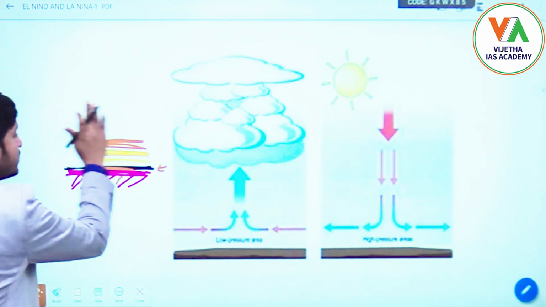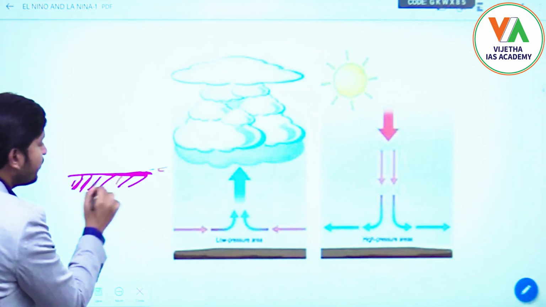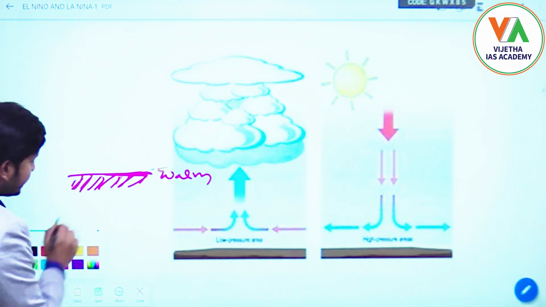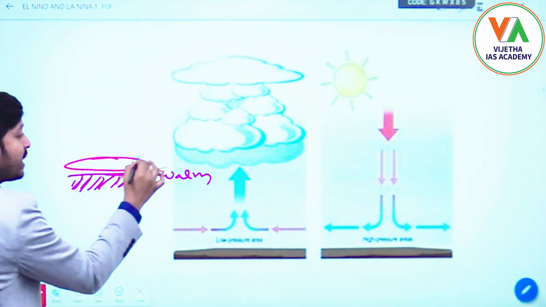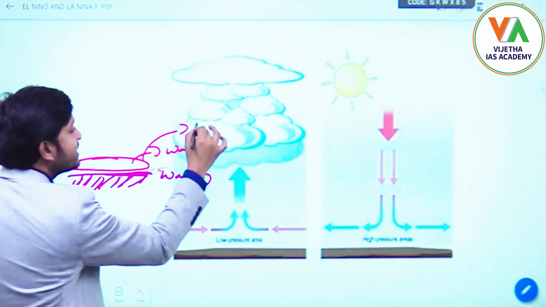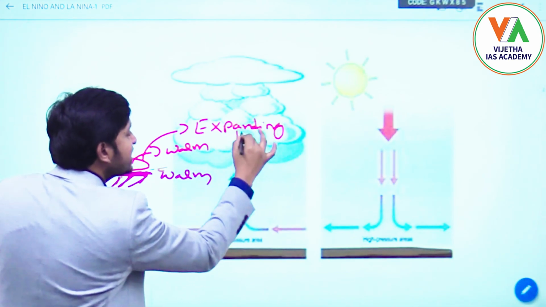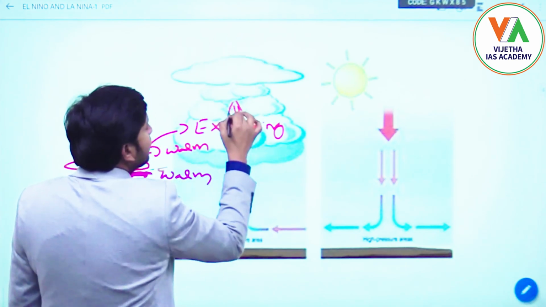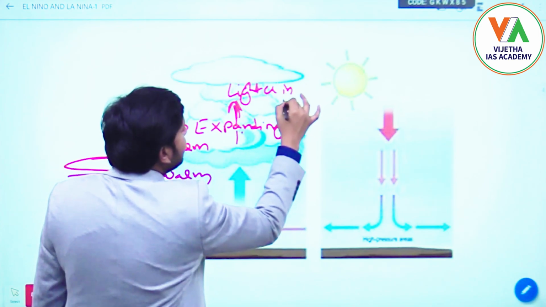So if you see clearly, this is the earth surface which is very warm, and this is the air layer which is attached to the earth surface, which will also become warm, and this air layer will start expanding. In the process of expanding, it will become lighter in weight.